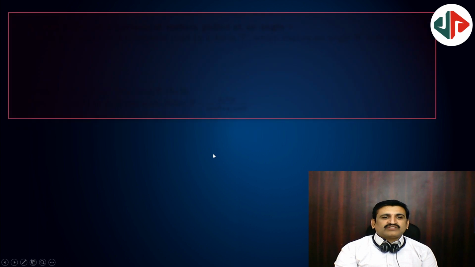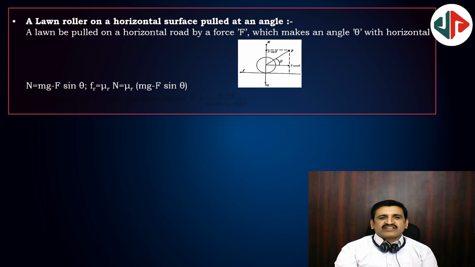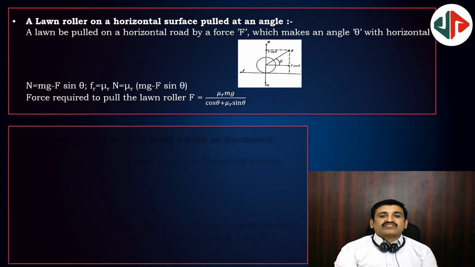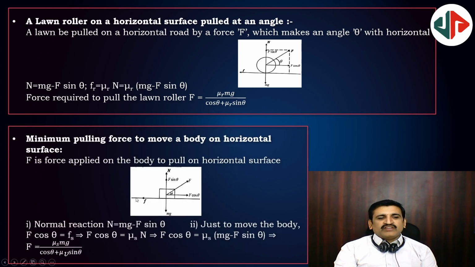If it is pulled, that may be a separate one here. So normal is equal to mg minus f sin theta, so friction will be lesser. In this case, friction is lesser because of pulling. One of the components will act upwards and lifts the body so that contact force decreases, normal decreases, so friction decreases. It's easy to pull. Minimum pulling force is equal to mu mg by cos theta plus mu sin theta. This is the minimum pulling force for a block on the surface.